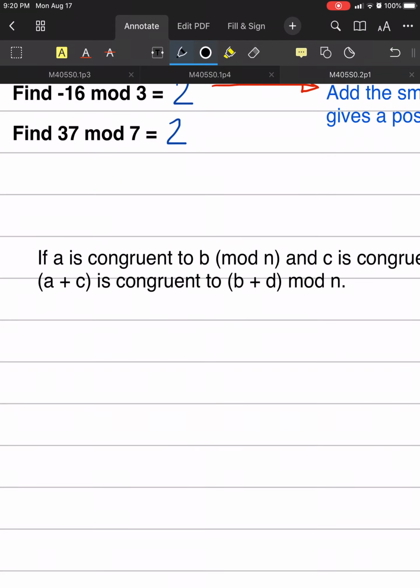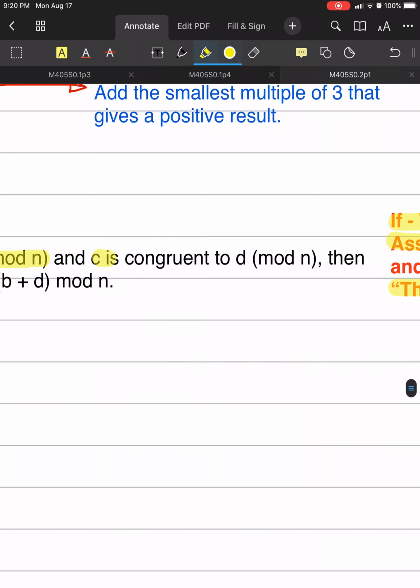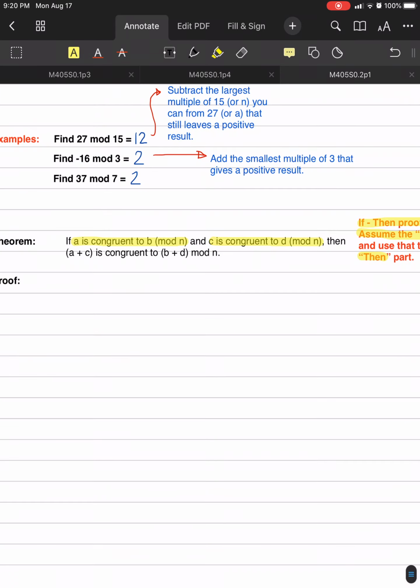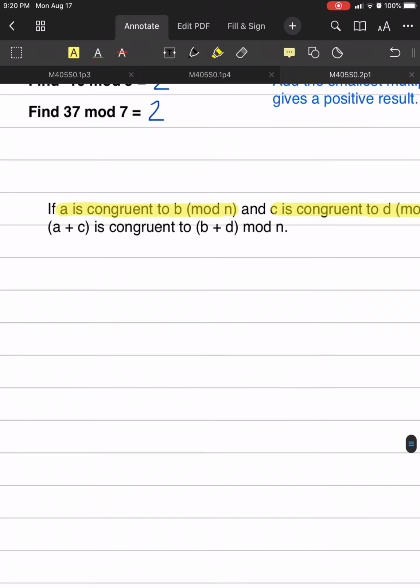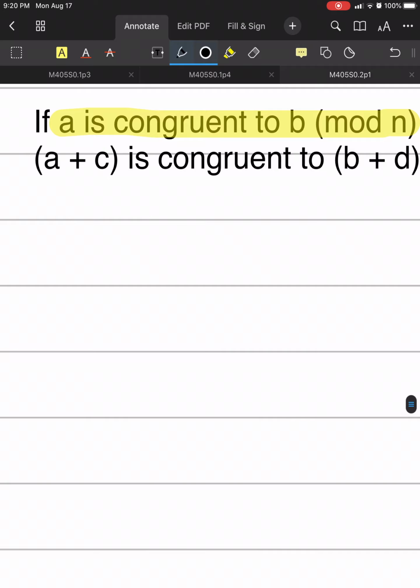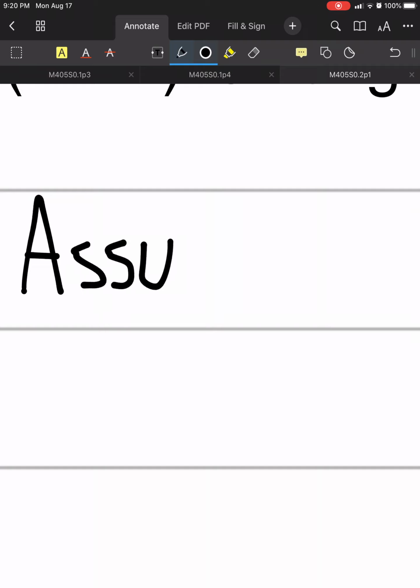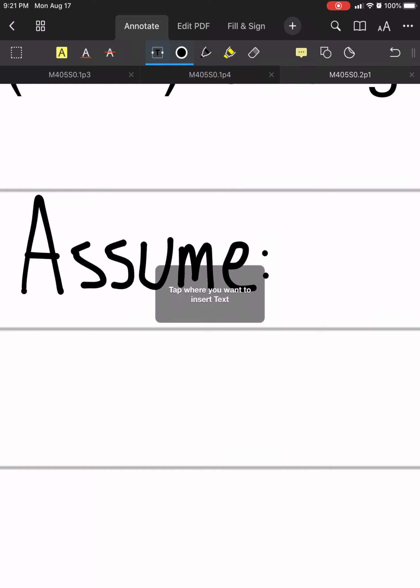So here we're going to start with the if part, and the if part tells us A is congruent to B mod n, and C is congruent to D mod n. So those are the two things that we have for the if part. So that's where we're going to start. Let me go ahead and put that in here. I'm going to have to blow this up a little bit because it's easier for me to write if it's really big. Assume, so we're going to assume two things, the two if parts.